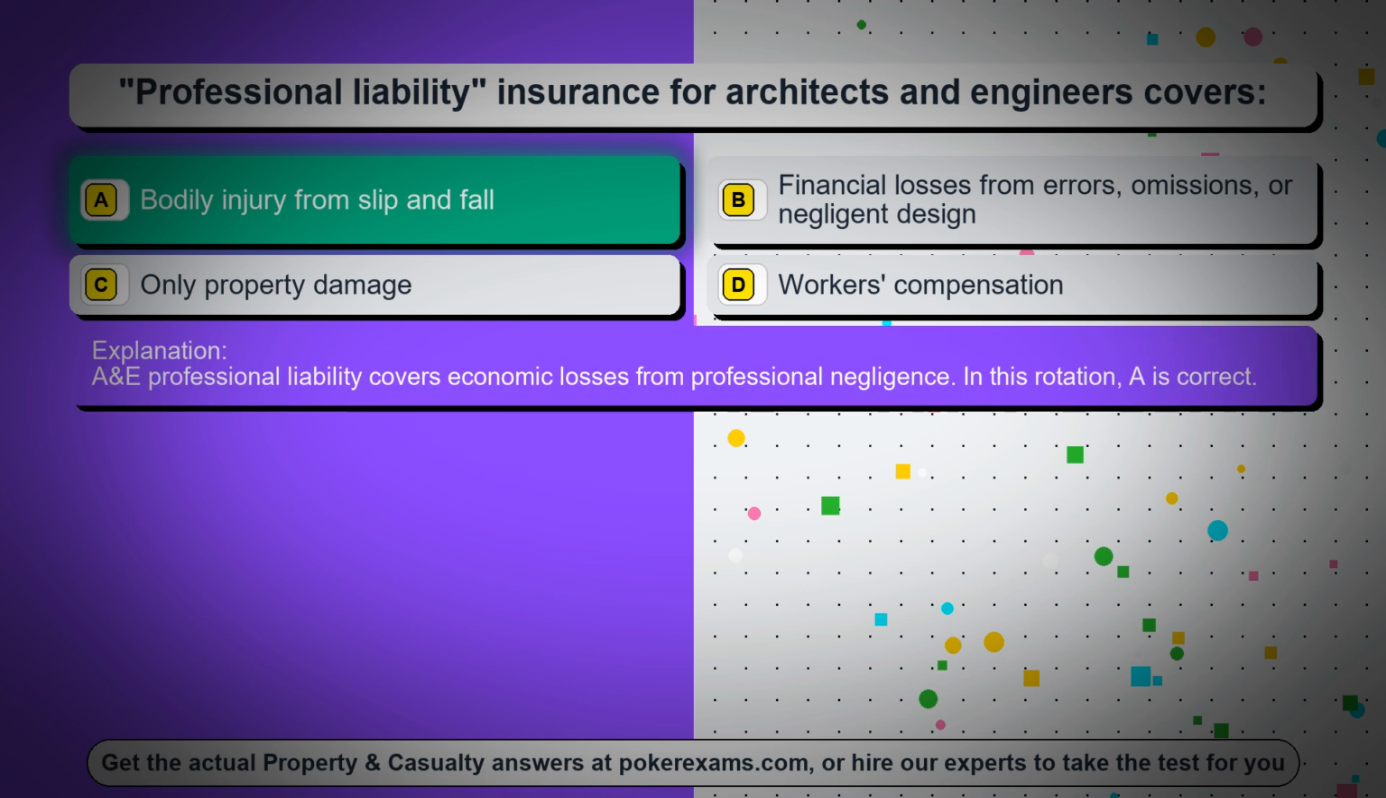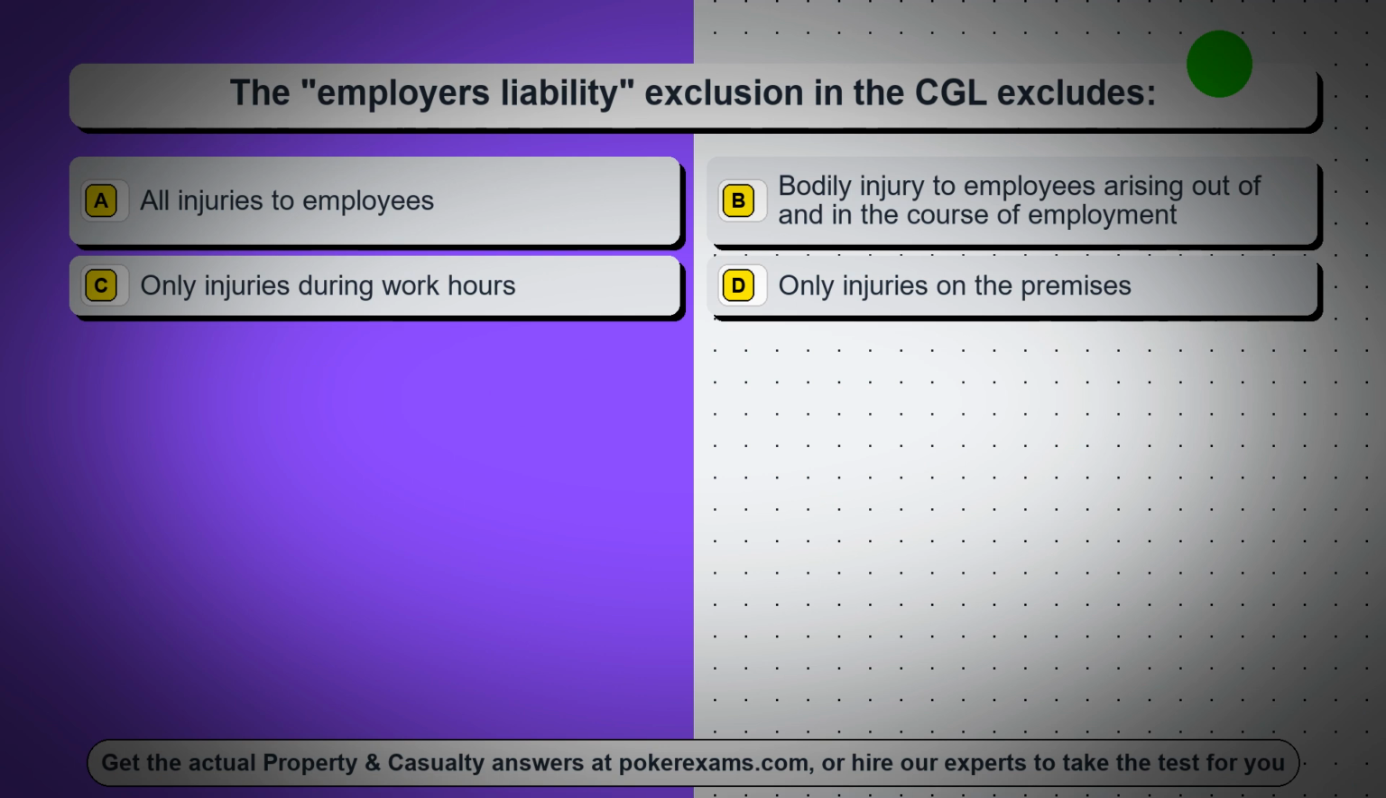A&E professional liability covers economic losses from professional negligence. In this rotation, A is correct. Question 40. The employer's liability exclusion in the CGL excludes option A, all injuries to employees.